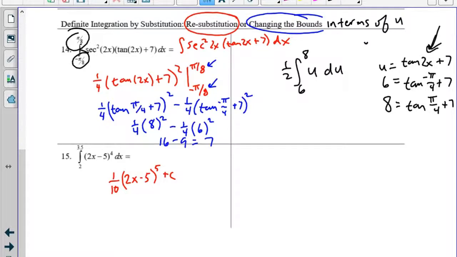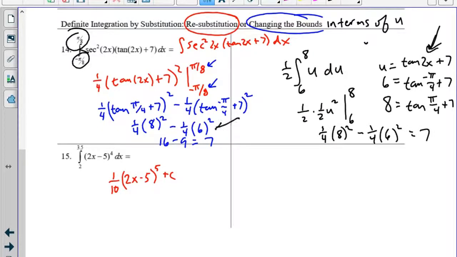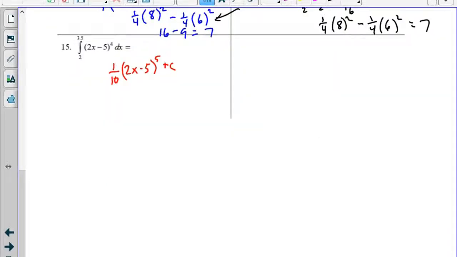So in this case, I will integrate u du from 6 to 8. So I have 1/2 times 1/2 u squared, and I'm going to sub in 8 and 6. So I have 1/4 times 8 squared minus 1/4 times 6 squared. And notice that that gives me the exact same thing I had over here. So really, they're not any different. It's just kind of a difference in opinion as to how to do it.